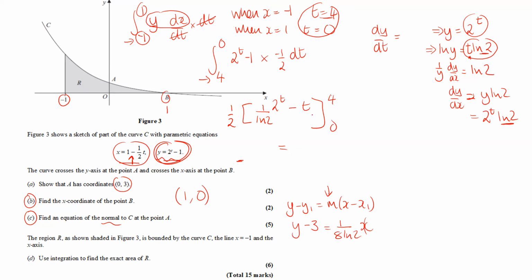Now when you put all of this in, just to finish off quickly, maybe leave you to fathom all that out, what you're going to get as your final answer is 15 over 2 ln of 2 minus 2.